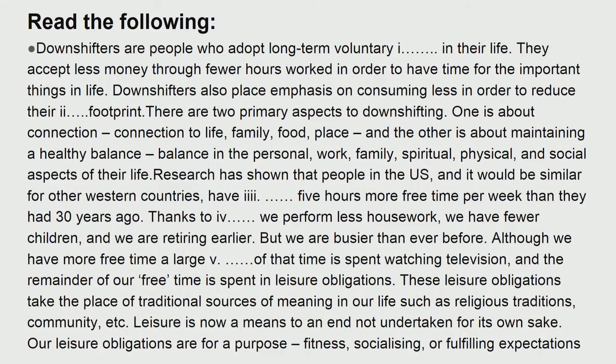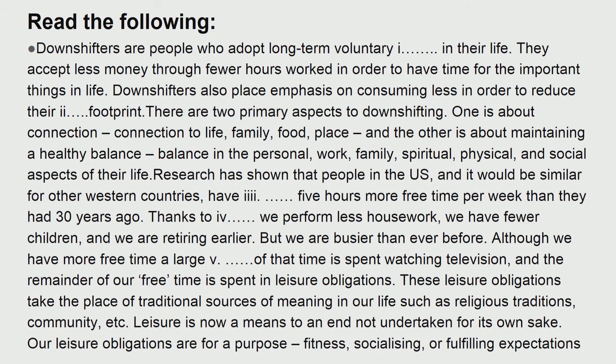This is a passage about downshifters. Now, downshifters are people who adopt long-term voluntary dash in their life. They accept less money through fewer hours worked in order to have time for the important things in life. Downshifters also place emphasis on consuming less in order to reduce their dash footprint. There are two primary aspects to downshifting.